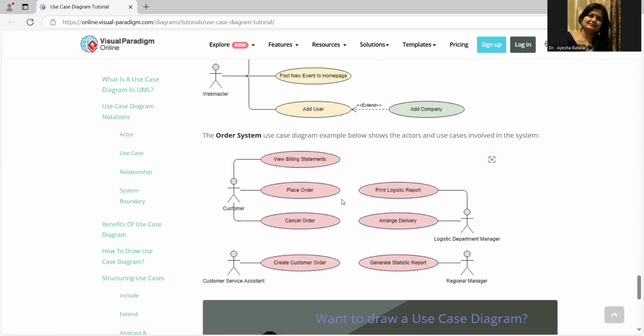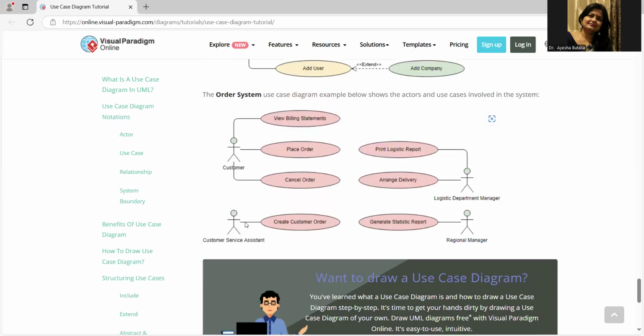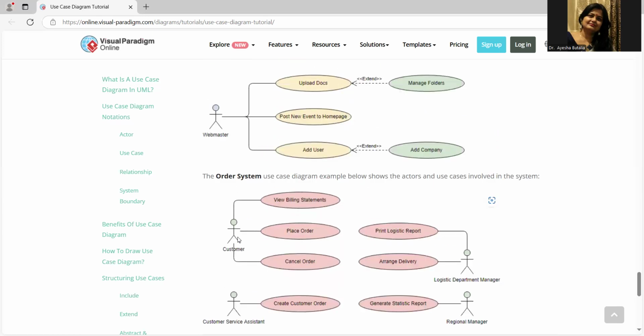And finally, the last use case for this session, the order system. So you have customer and the customer service assistant when you try to do the order system billing. So for the customer, you will be able to view your billing statements. You will be able to place your order. You'll be able to cancel the order. Then for the logistic department manager, you will have print logistic, arrange delivery. For relationship manager, you have generate statistic report. And for service customer assistant, you have create customer order.